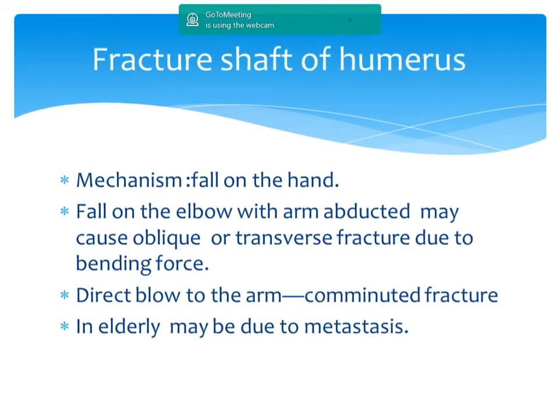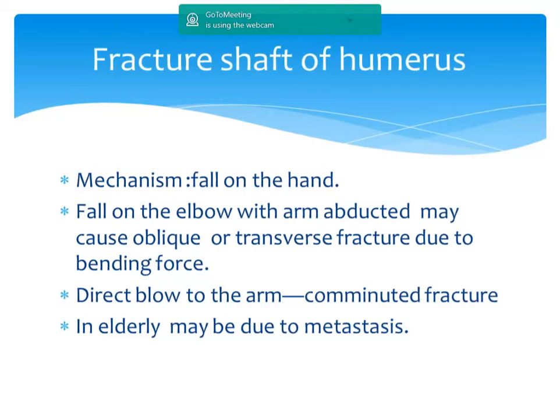Next, coming to the fracture shaft of humerus. Again, same fall on the outstretched hand mechanism, as well as another mechanism is the fall on the elbow with arm abducted. Fall on the elbow with arm abducted, which may cause oblique or transverse fracture due to the bending force. This is important. Another one is the direct blow to the arm, which leads to comminuted fractures.